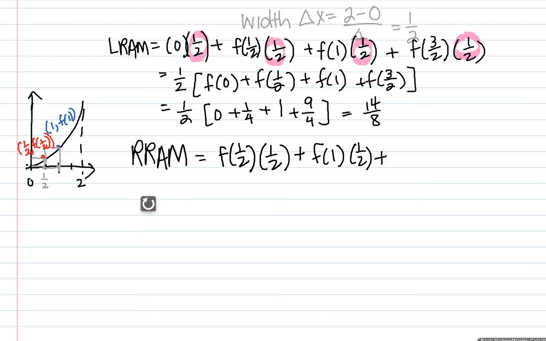Our third one is going to have a height of f of 3/2. So that's 3/2, f of 3/2. And then our very last rectangle is going to be super tall. It's going to have a height of what? 4. So this is going to be 2 comma f of 2.